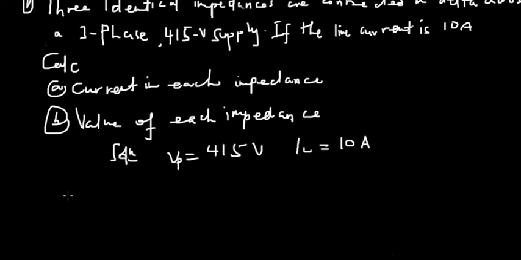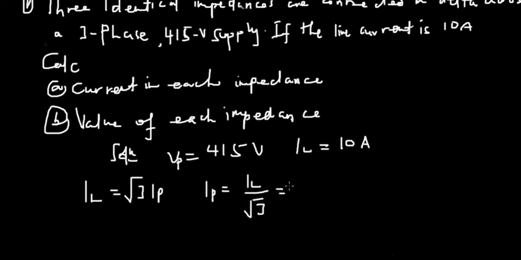We know our VP is equal to 415, and our line current is equal to 10 amps. This is how we find the current in each impedance. IL is equal to root 3 multiplied by IP. First we need to find IP because we already know IL. So IP is equal to IL divided by root 3.